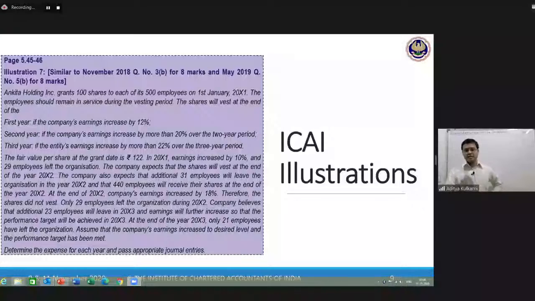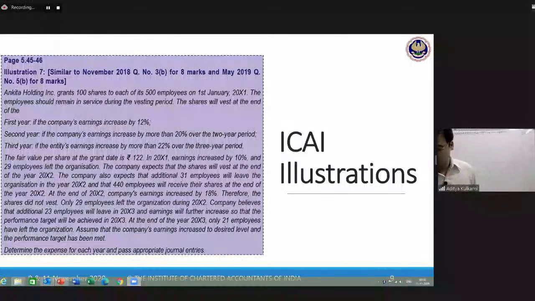Important to notice, this type of question was asked in the November 18 as well as May 2019 examinations for 8 marks each. So therefore, it is exam probable. I cannot say that, but yes, it has been asked in the exam. It is easy to answer. We must get all the marks that are attributed to this chapter.